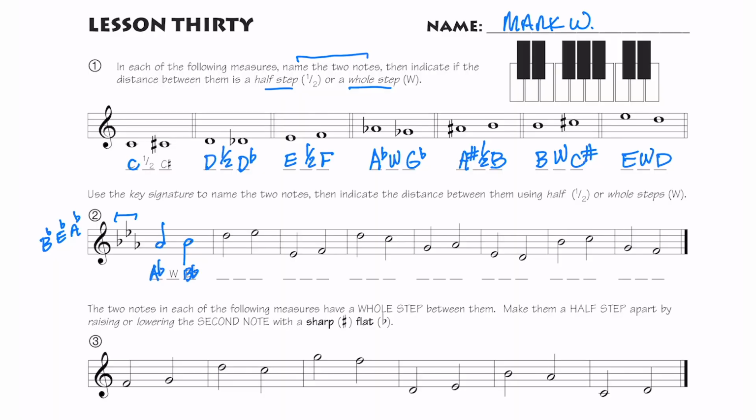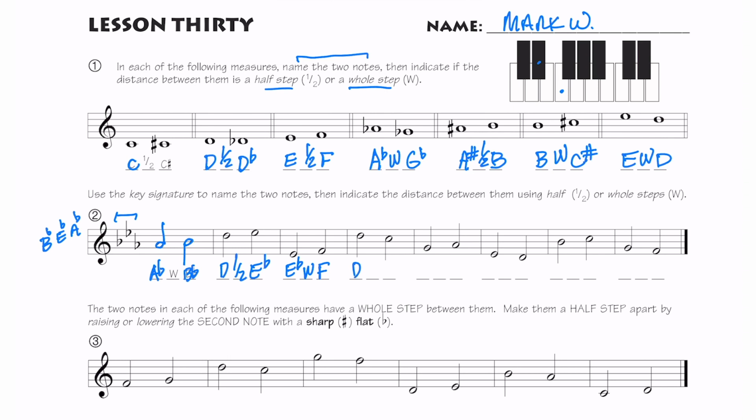So let's keep going on number 2. First note is D, second note is E, but in my key signature it would be E flat. If you think about the D and the E flat, you know that that is a half step. Next one, E. Again, key signature flat, F, not a sharp, just F. So E flat to F is a whole step.